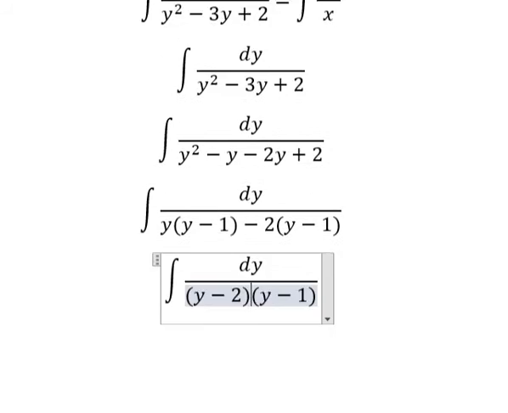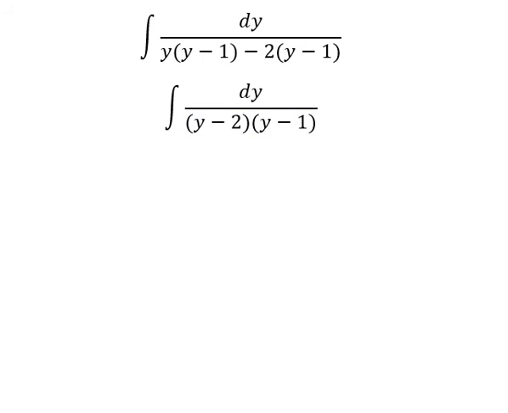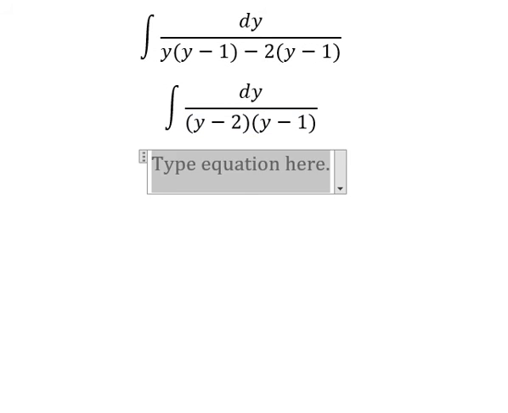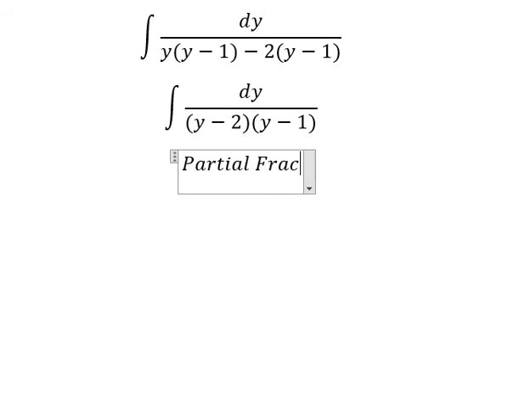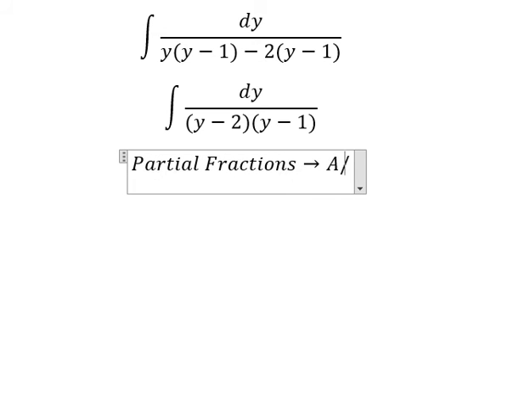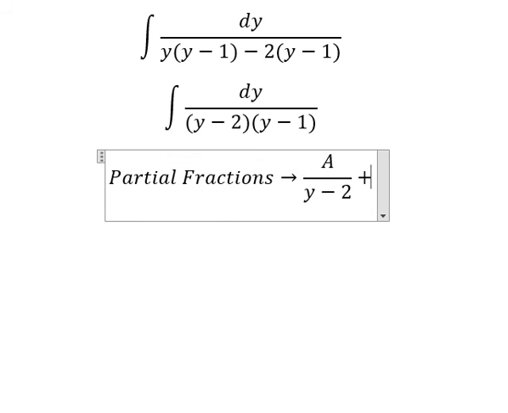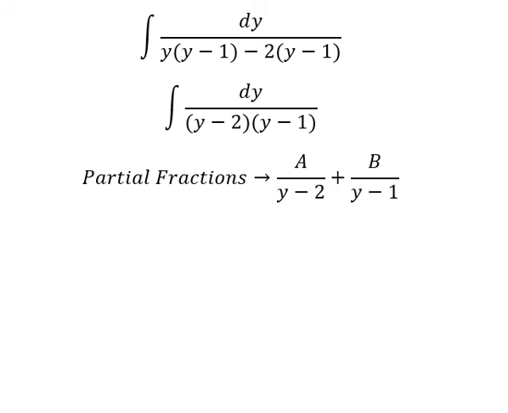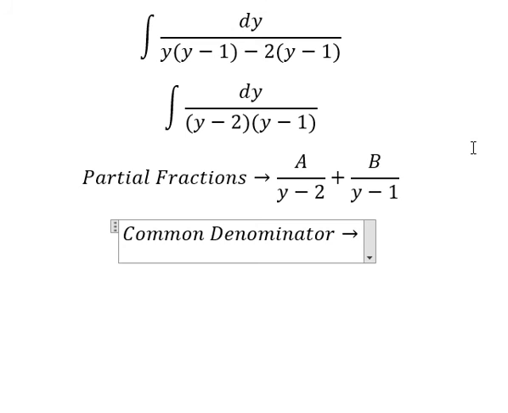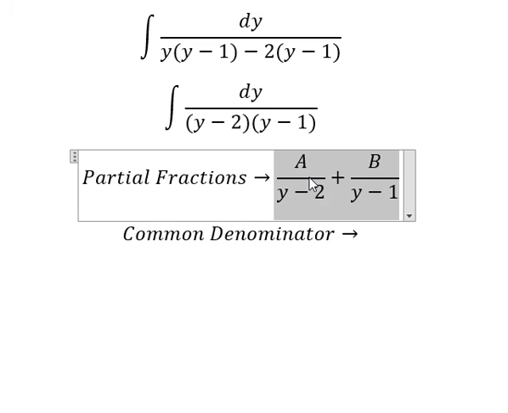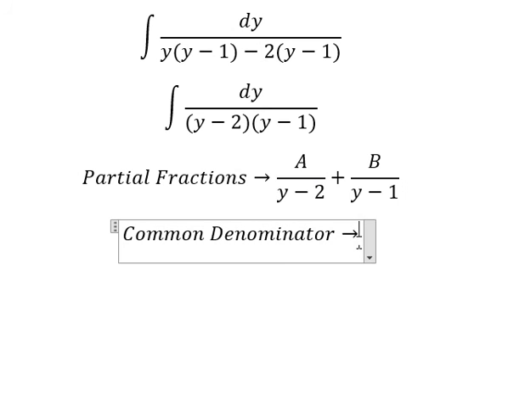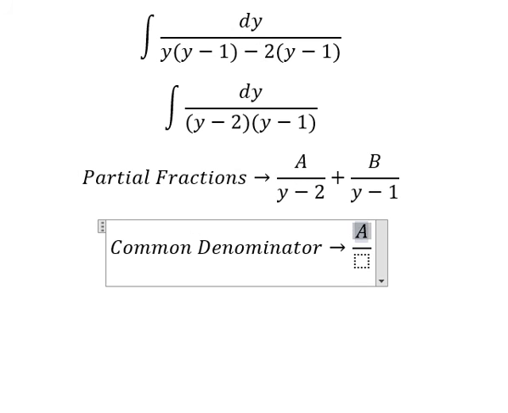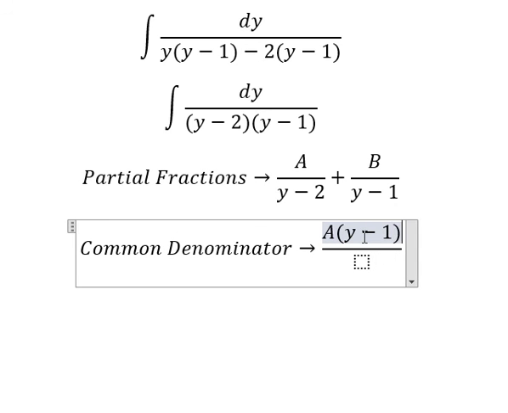Next, we can use partial fractions. So I will put A over y minus 2, B over y minus 1. Later, we do the common denominator. About this one, it is missing y minus 1, so capital A multiplied by y minus 1.